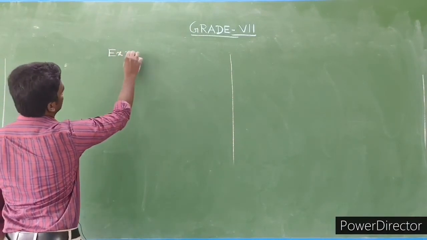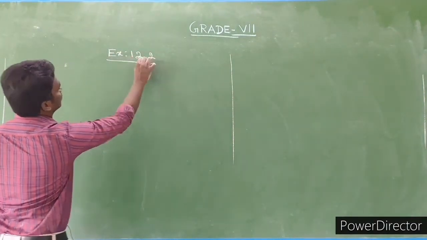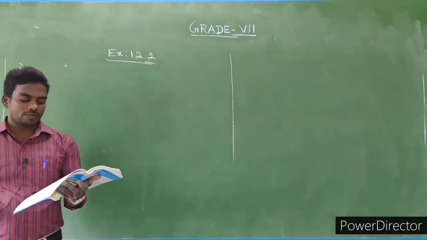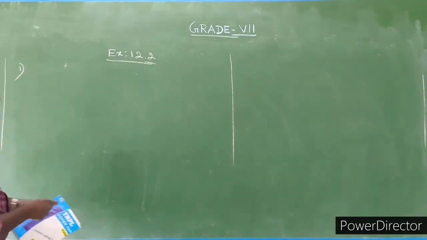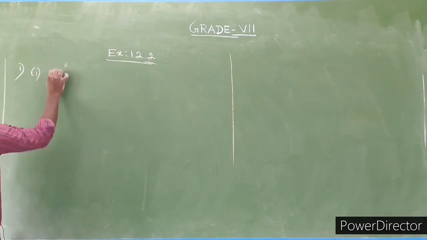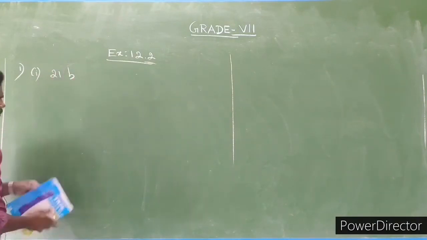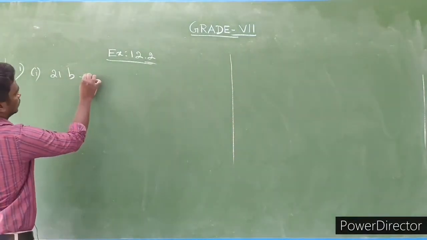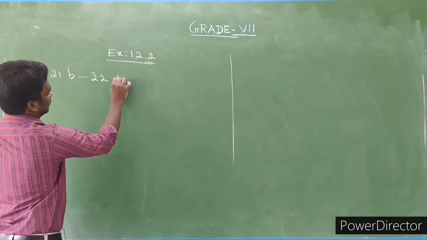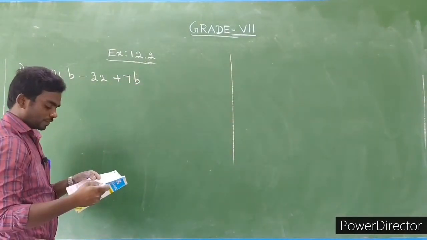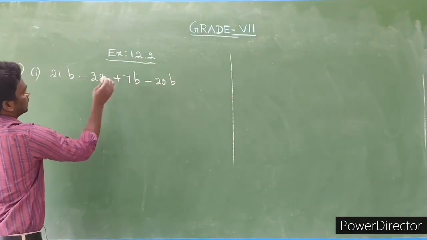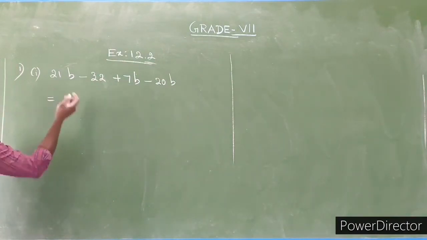Next, our exercise 12.2. What is the first question? The first question is to simplify by combining like terms. So the first question, first Roman, 21b minus 32 plus 7b minus 20b is given. So we want to simplify this given expression.